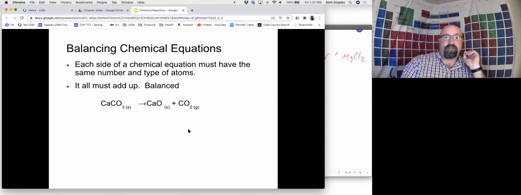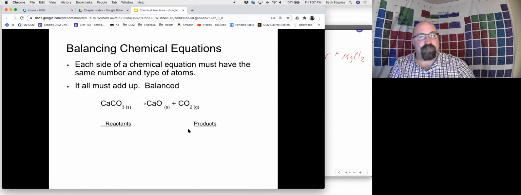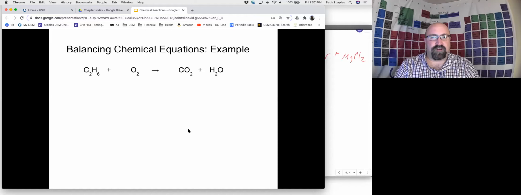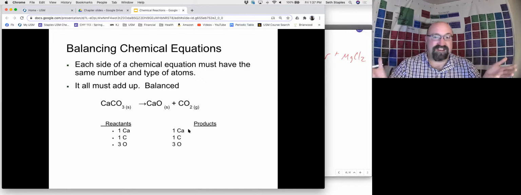So here's an example. We have some calcium carbonate that decomposes to form calcium oxide and carbon dioxide gas. We're going to start off by counting. We have 1 calcium on our reactant side and 1 on our product side. We have 1 carbon on each side. We have 3 oxygens on each side. And so it turns out that this equation is balanced as written. We don't have to do anything to it. We don't have to add any coefficients. It is already balanced.